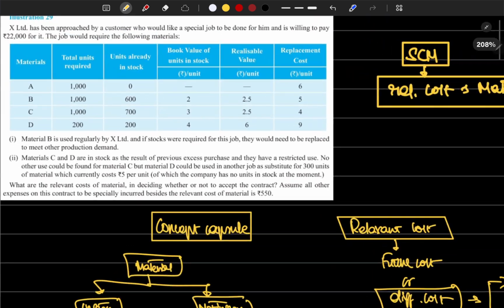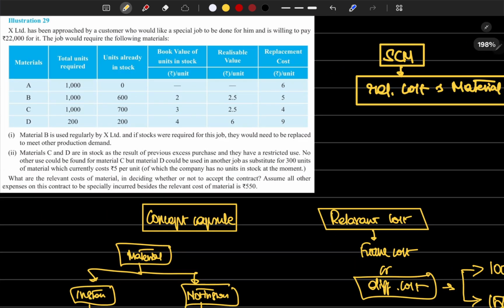Now, what is the question they have given? X has been approached by a customer who would like a special job to be done for him and is willing to pay 22,000. So he is bringing a project worth 22,000. For the project, we need certain materials: A, B, C, D. We need material A 1,000, but we have only 0. We need material B 1,000, but we have only 600. So 400 is not in stock and 600 is in stock.